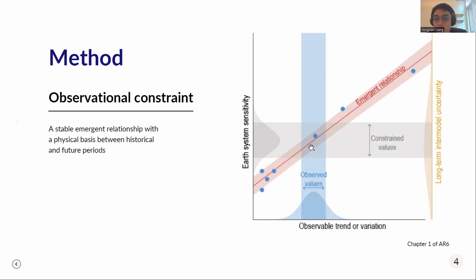When we get this solid emergent relationship and then introduce the observed quantities of the historical metric into this framework, we can get a constrained uncertainty for the future projections. We're showing this green shading compared with the unconstrained, the full model range uncertainty range. So we expect that the constrained projection could substantially narrow down the uncertainty range.